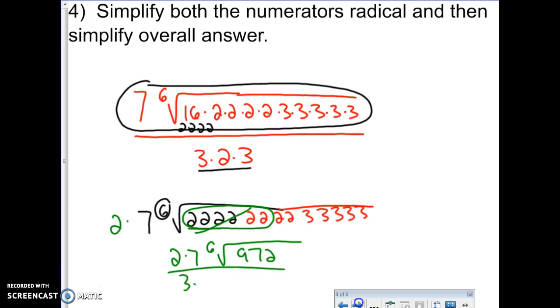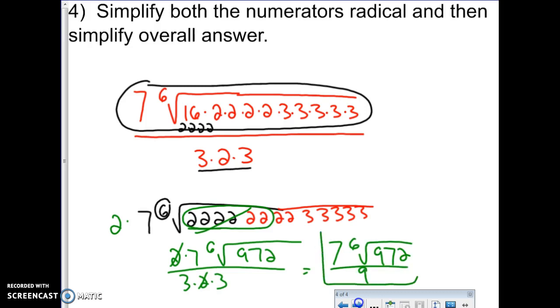And then I have a 3, and I have a 2, and a 3 in my denominator. So I can cancel off the 2's, and that leaves me with my final answer to be 7 times the 6th root of 972 over 9. And that is how I simplify with roots that are other than 2. Hopefully this helps you guys, and I will talk to you later.